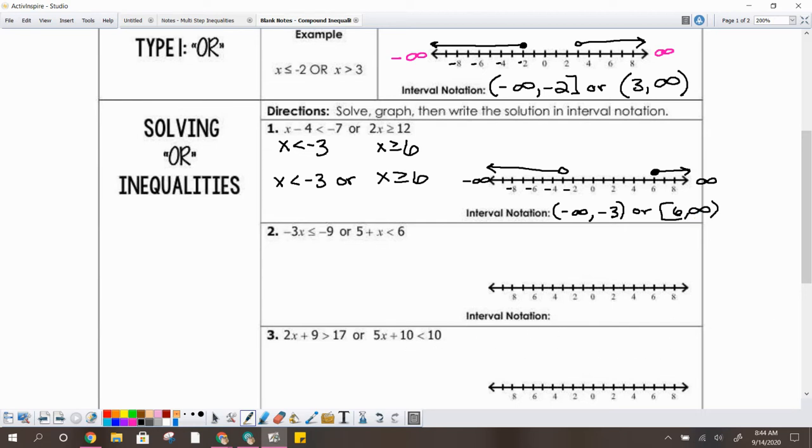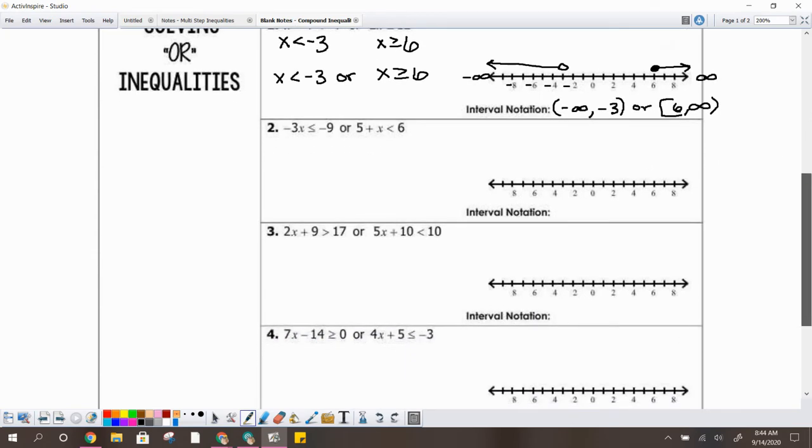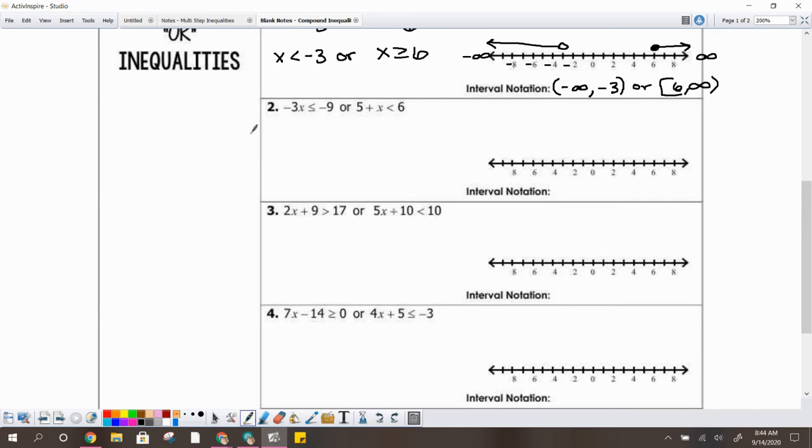All right, so for number 2, we're going to go ahead and solve. We are dividing by a negative here, so that means we are flipping that sign. So I have x is greater than or equal to 3, or we're going to subtract 5 from both sides here to get x is less than 1. So we have x is less than 1. We're going to write the smaller number first, x is less than 1, or x is greater than or equal to 3.